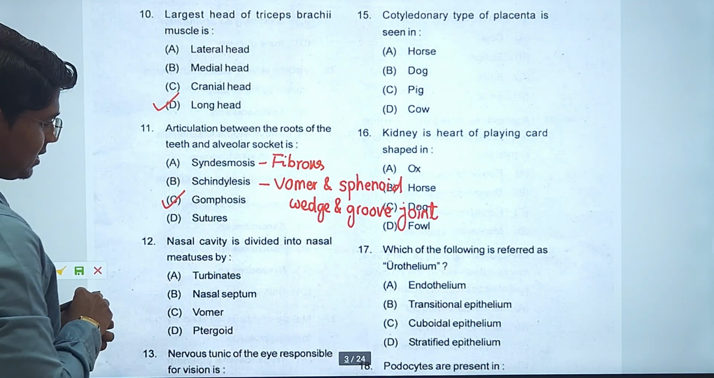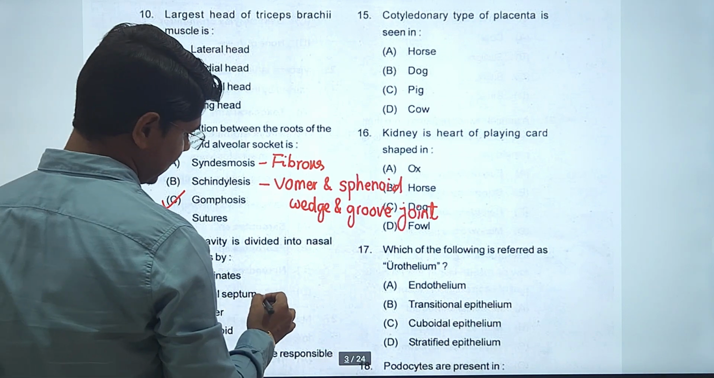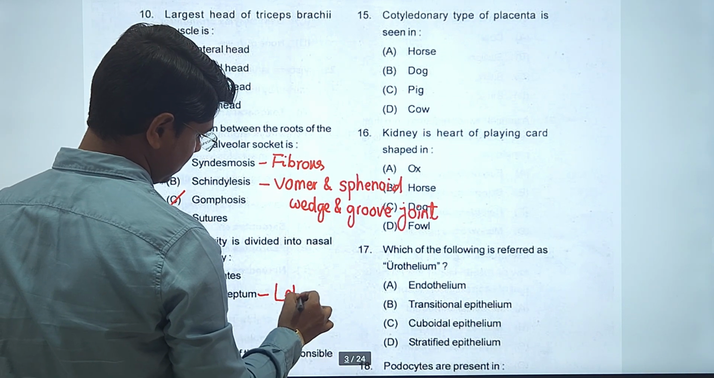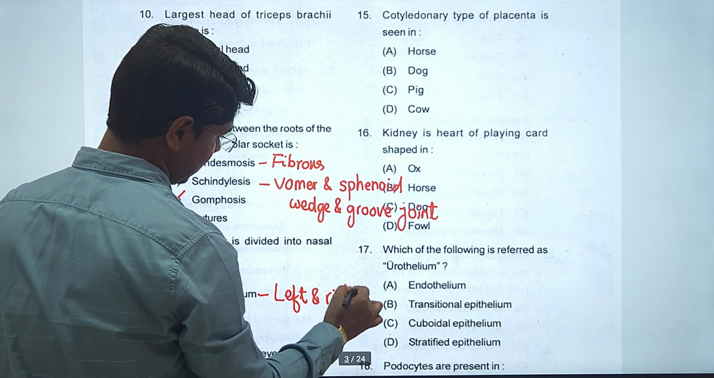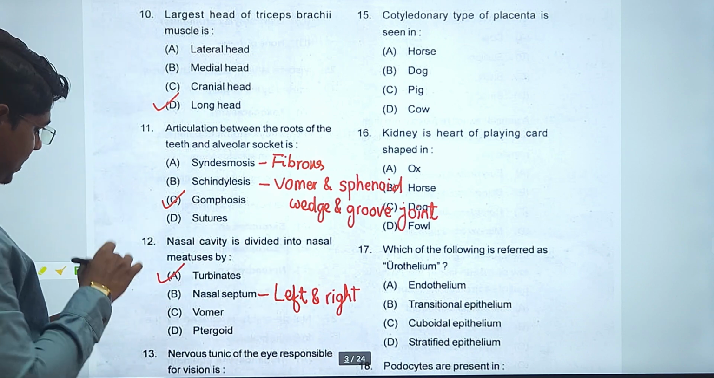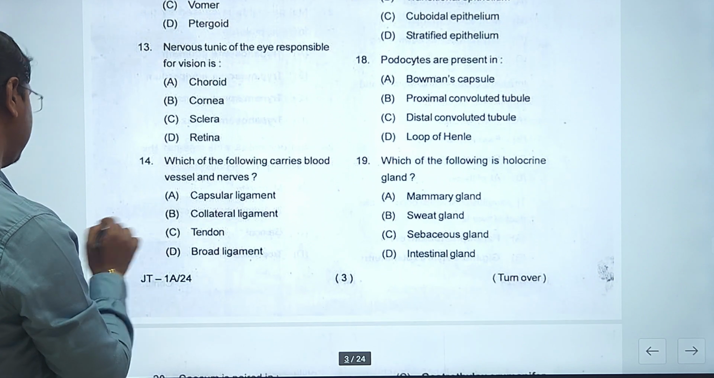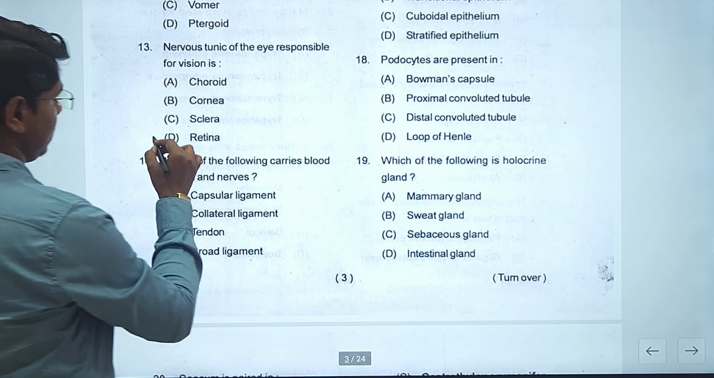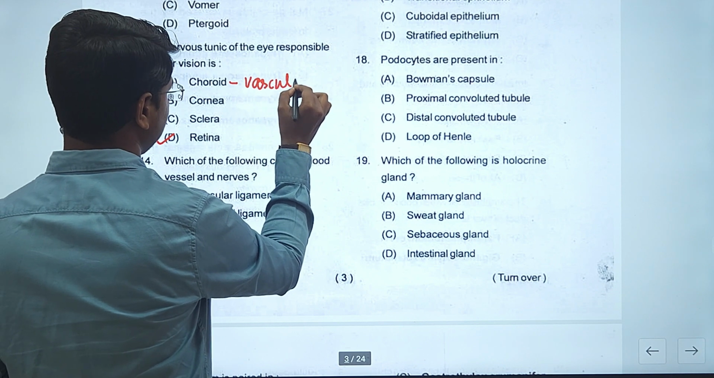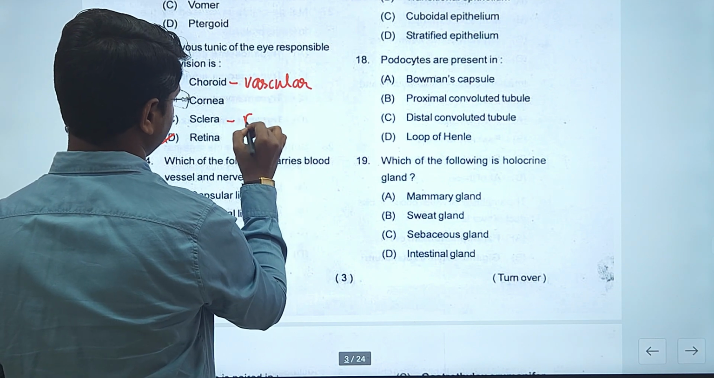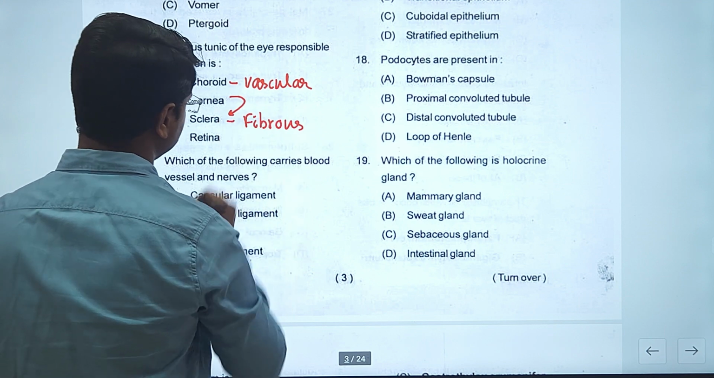Next question. Nasal cavity is divided into nasal meatus by turbinate bones. Nasal septum divides the nasal cavity into left and right, while it is divided into meatuses by turbinates. Nervous tunic of the eye responsible for vision is retina. The choroid is the vascular tunic, while the sclera is the fibrous tunic. Cornea is basically part of the sclera.